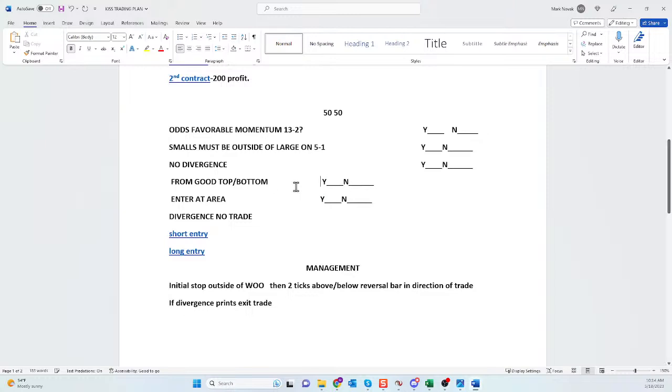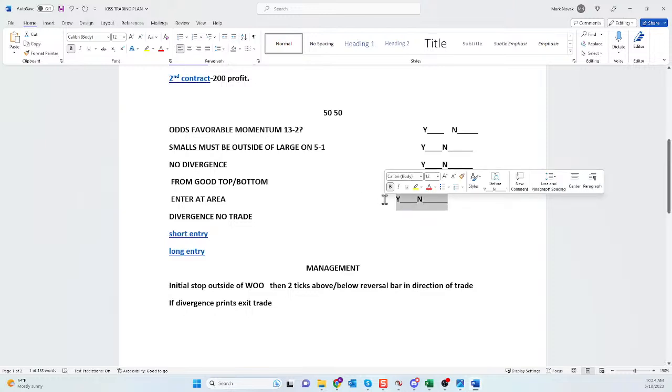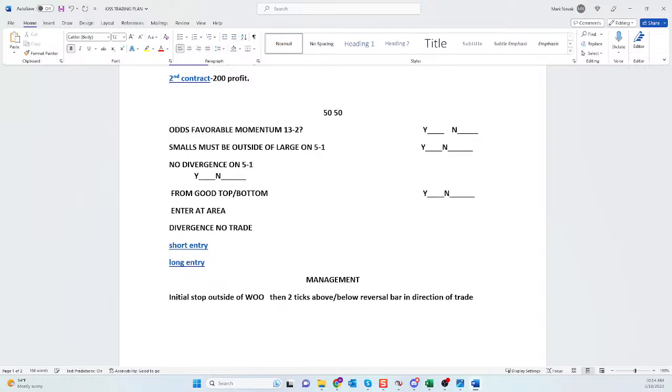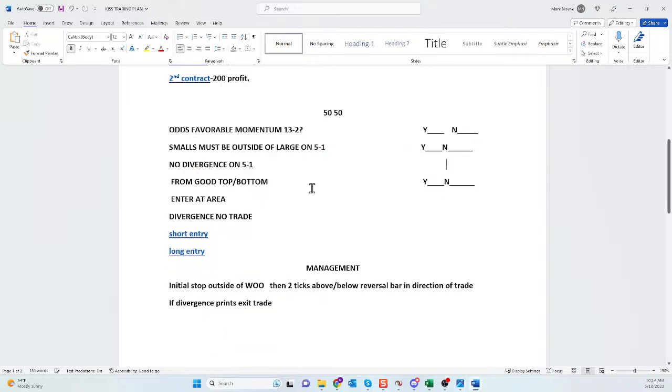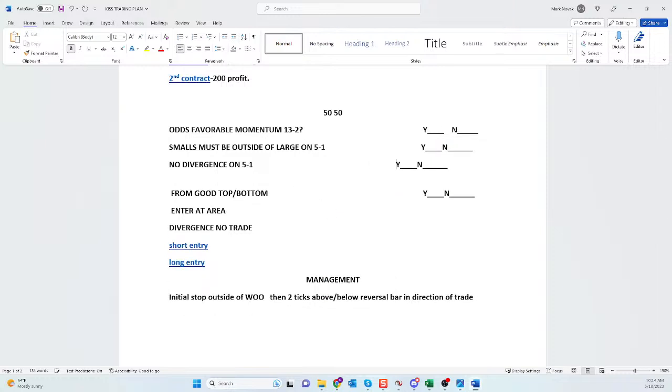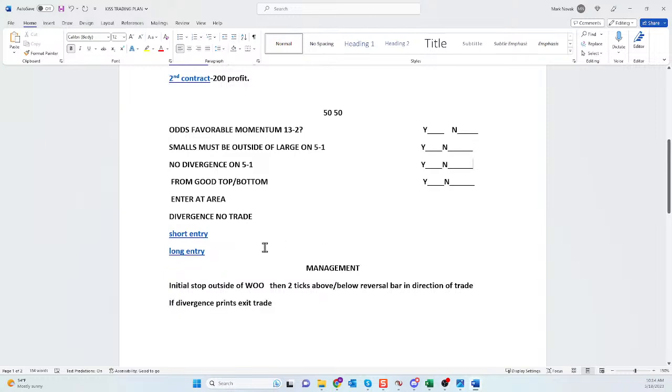All right. So guys, this was done this morning at 4 a.m. That is a great question. No divergence on the 5-1. Trying to make it look nice. There we go. Yeah, man, always ask, always. So Rain, thank you for that.